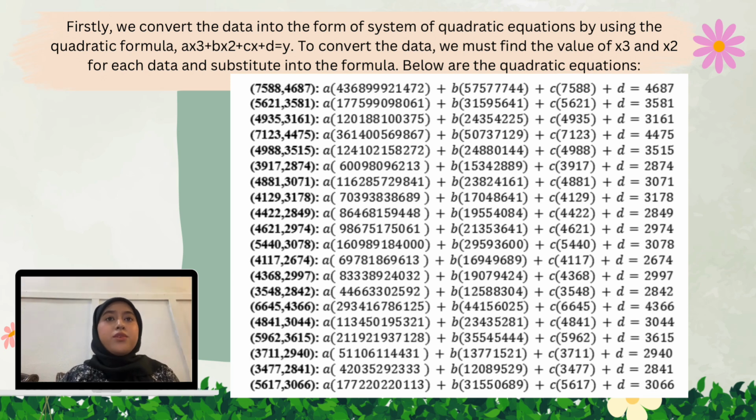First, we convert the data into the form of a system of cubic equations by using the cubic formula, which is ax cubed plus bx squared plus cx plus d is equal to y. To convert the data, we must find the value of x cubed and x squared for each data and substitute into the formula. Below are the cubic equations.